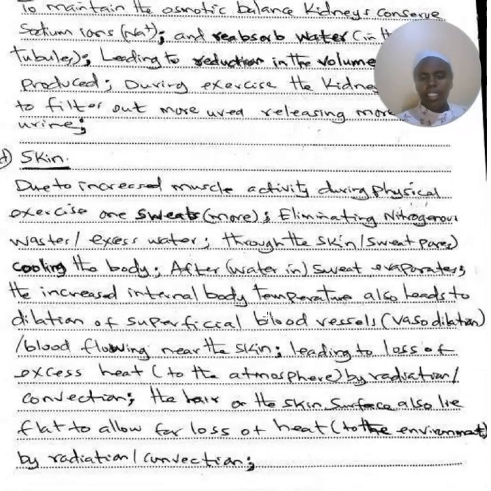The skin, due to increased metabolic activity such as exercise, you sweat more, and then you eliminate metabolic waste such as water. So the body is cooled, and then the water evaporates. The increased body temperature also leads to dilation of the blood vessels, vasodilation, and then excess heat is lost from the skin.